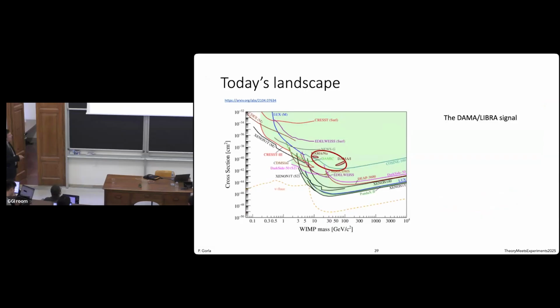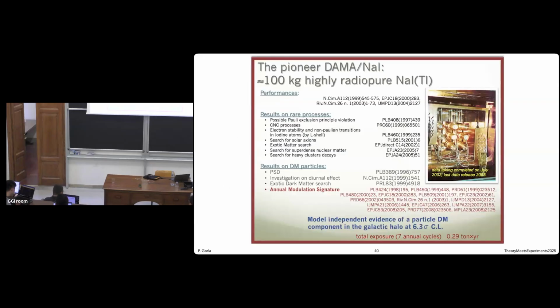On top of this, we had the DAMA/LIBRA signal. While all of this you see colored in green are exclusion plots, these two reddish islands are a positive signal that you can extract from the DAMA results if you assume a standard dark matter halo and elastic scattering.